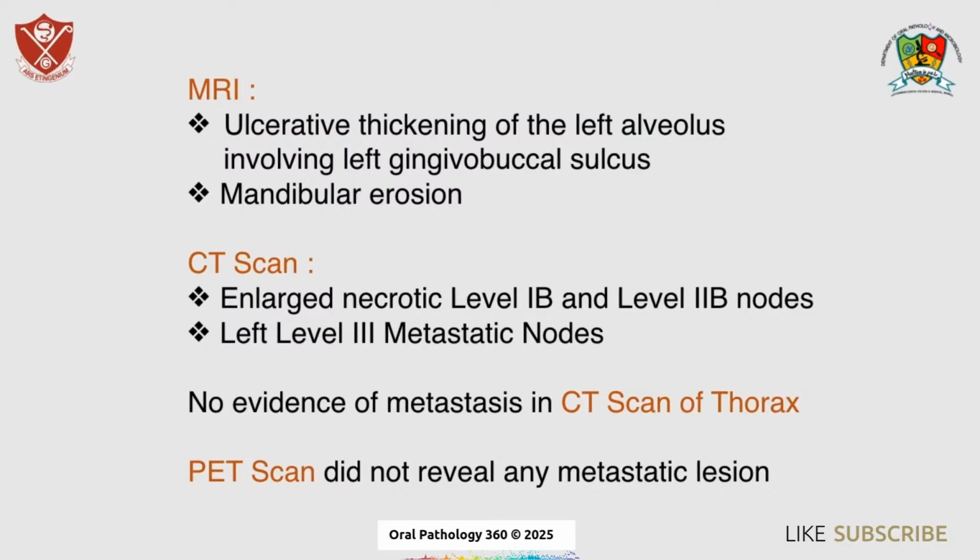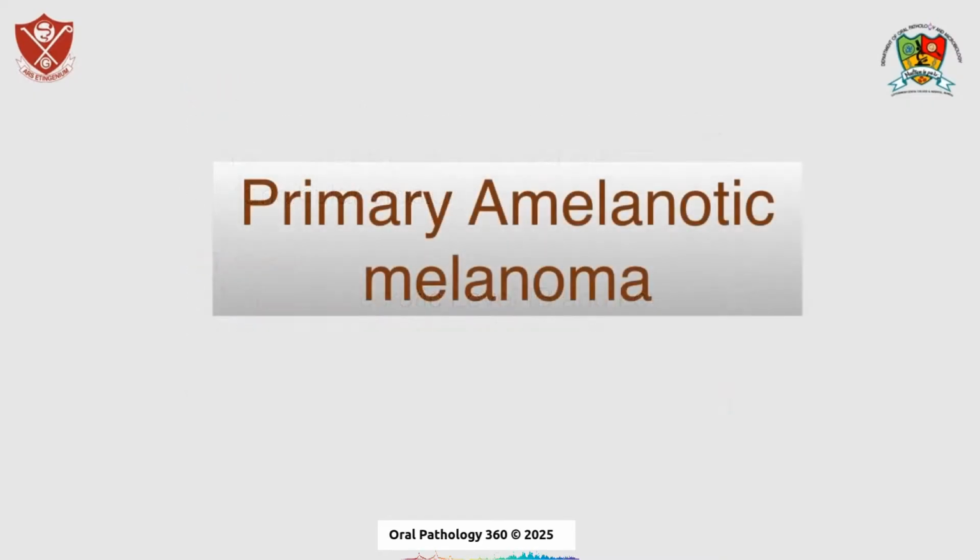CT scan showed enlarged necrotic level 1B and level 2B nodes. Left level 3 metastatic nodes were seen. The CT scan of the thorax showed no evidence of metastasis, and the PET scan did not reveal any metastatic lesion. Based on this, the patient was given a diagnosis of primary amelanotic melanoma.